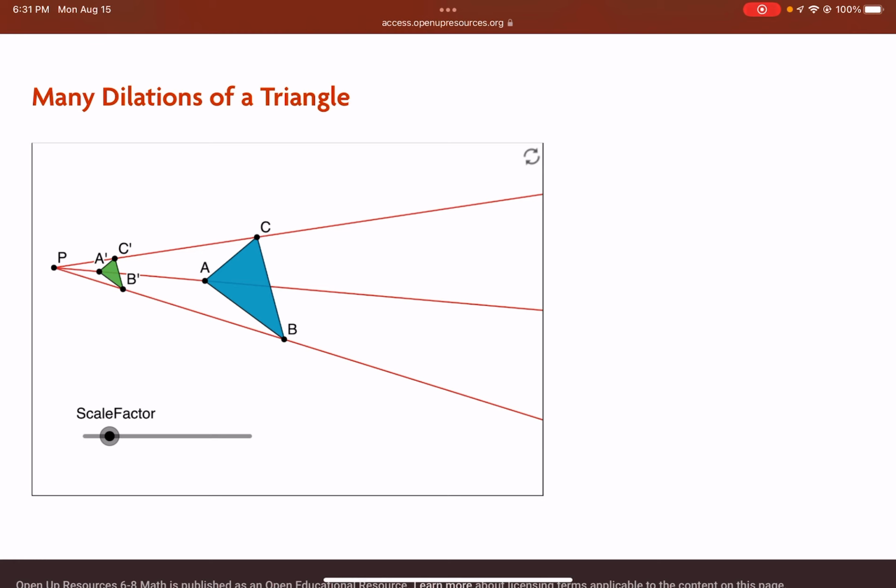Hopefully, we talked about what you need for dilations. Obviously, we need a scale factor and we need something to dilate, but we also need a center. P here is acting as our center. And what you notice is that the smaller the scale factor, the closer the figure is getting to the center. So the distance is closing. That's not a coincidence.